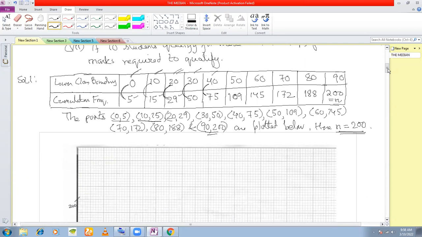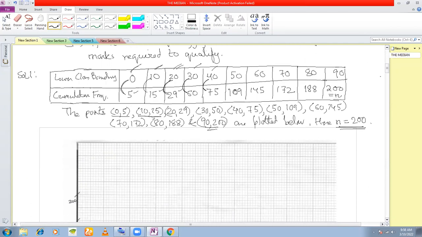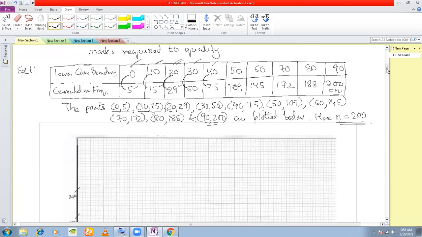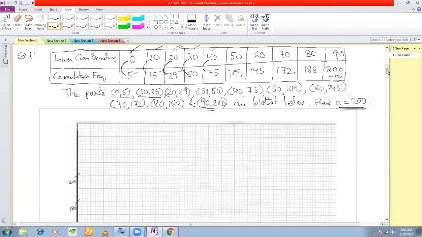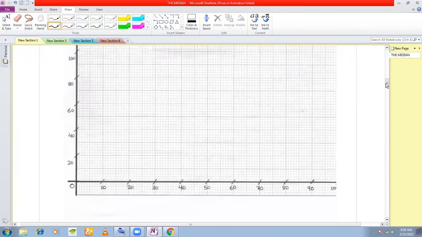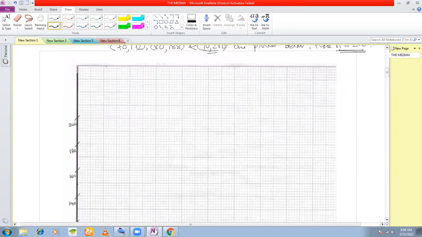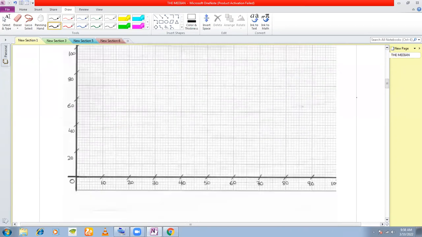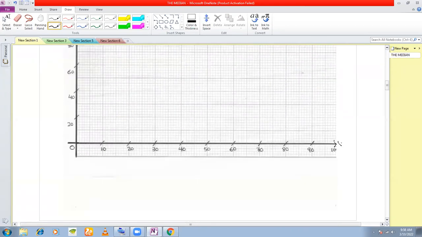How to draw the graph? First of all, you need to see which axis you will have to take what. Now the cumulative frequencies need to be taken on the y-axis. Okay. So I have already drawn the axes. This is your y-axis. Okay. This is your x-axis. Okay.